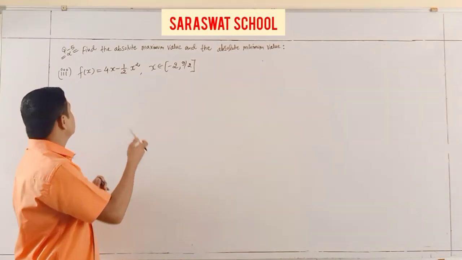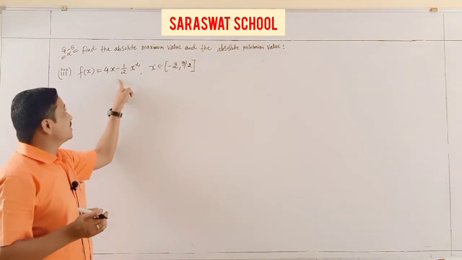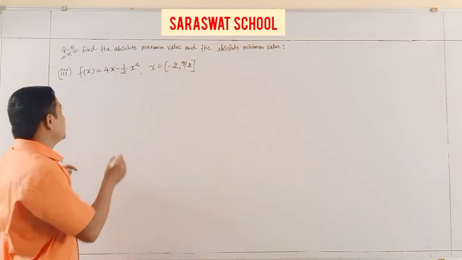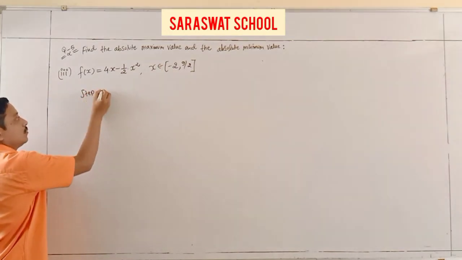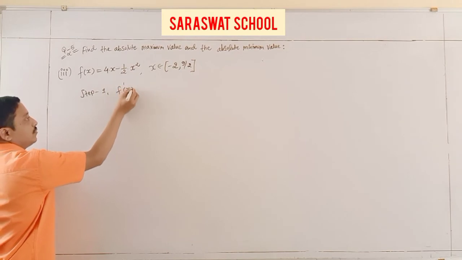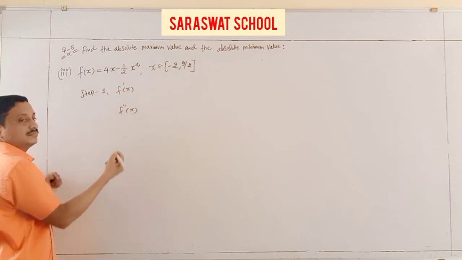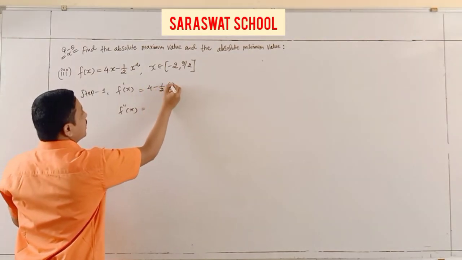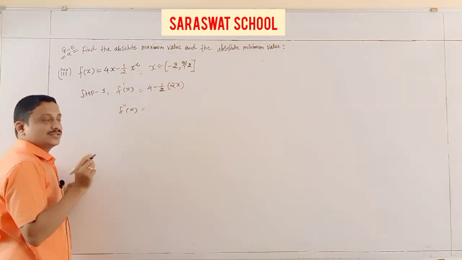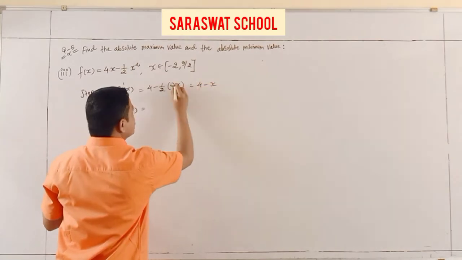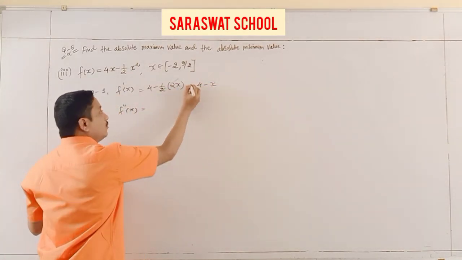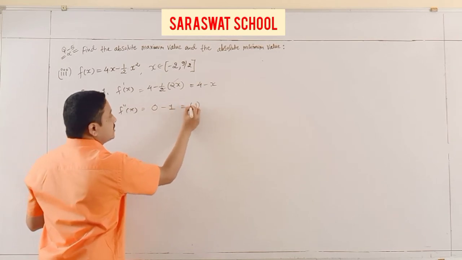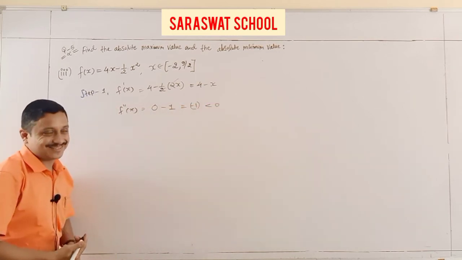Continue, students. Question number 3: f(x) = 4x minus half x square, on the interval minus 2 to 9 by 2. Same way, step 1: find your first derivative and second derivative. First derivative is 4 minus x. Now second derivative: the derivative of 4 is 0, and of x is 1, so it is minus 1, which is surely less than 0.